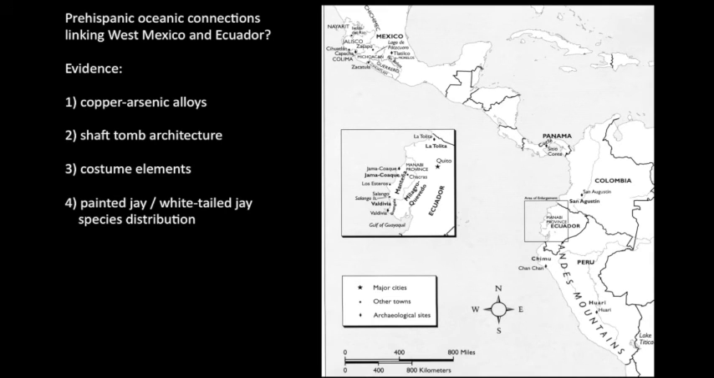We don't yet have any irrefutable evidence of these contacts. Archaeologists have not found Andean ceramics in West Mexico, for example. But since long-distance connections between pre-Hispanic societies is one of the themes in the first half of this course, I wanted to mention the possibility here.